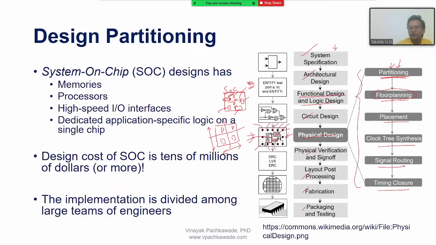Floor planning goals: once you partition the area, you actually decide which functional blocks will be placed where. This is called floor planning. And once you do that, then comes placement, where with the help of an EDA tool you will place each of these blocks in the given area, and then make the interconnection and the routing between them.